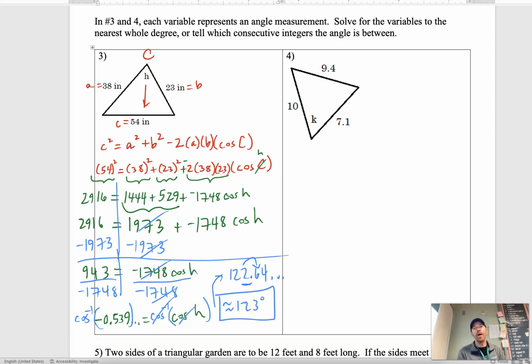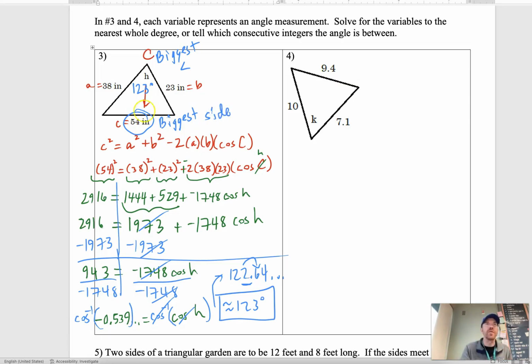Again, if we want to think about, is this reasonable? If this is 123 degrees, then it's an obtuse angle in a triangle. It's got to be the biggest angle, so it's got to be opposite the biggest side. And 54 is the biggest side. So it's reasonable. Again, it could still be wrong, but it checks out.